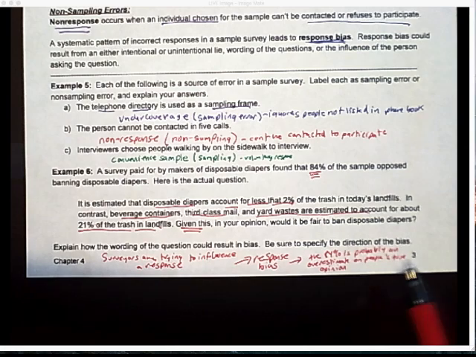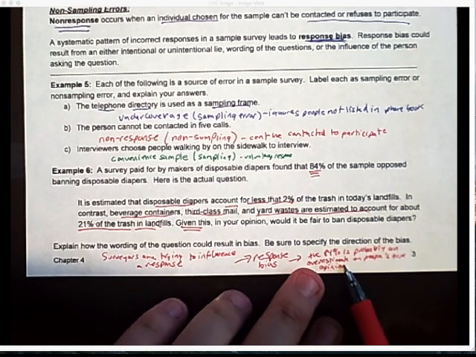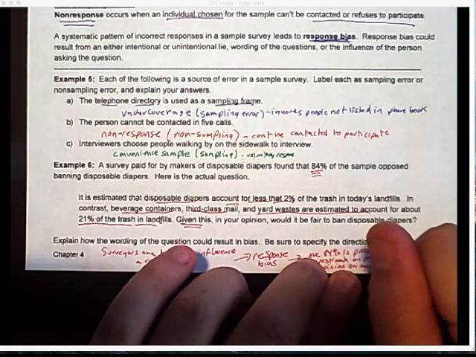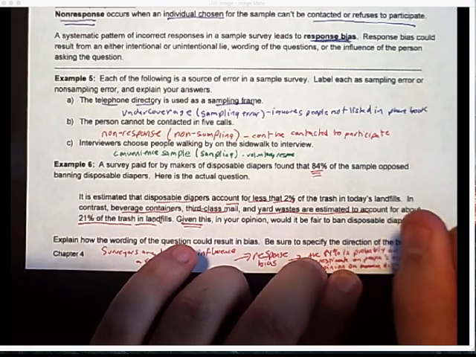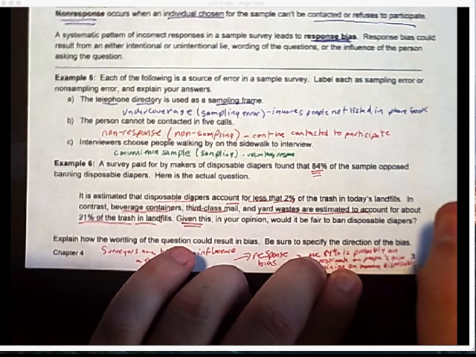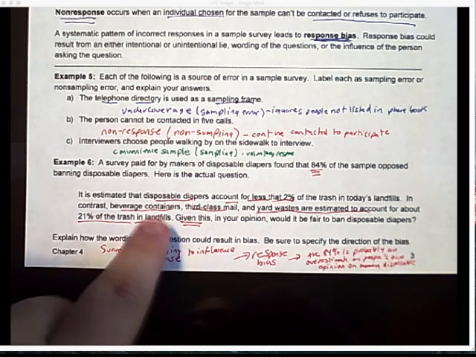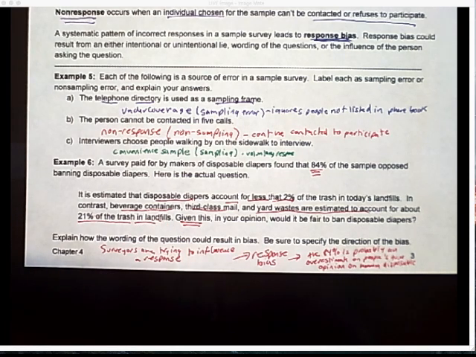So they're going to bring some numbers into play and make you think the way they want you to think. All right? So the 84% is probably an overestimate on people's true opinion on banning disposable diapers. It's probably lower. Probably less people really oppose it. But the way the question's asked, they're trying to get you to answer a certain way.